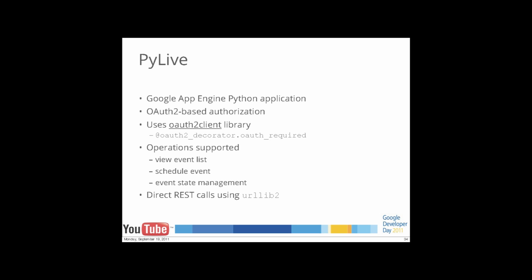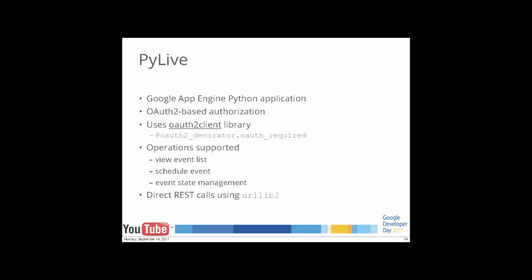A little note about PyLive, which is what I called my little Python implementation. It's an App Engine application running with Python. I used OAuth2 authorization, and for that I chose the OAuth2 client library. If you were thinking about using OAuth for your application, I highly recommend it. It makes OAuth with Python super easy. So I had to write very little code to handle auth.